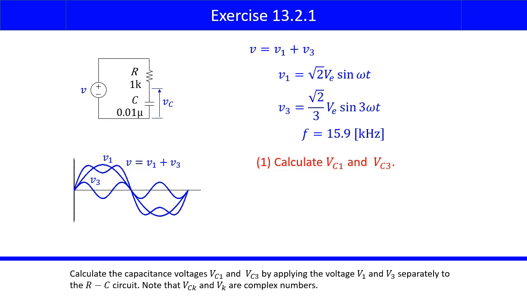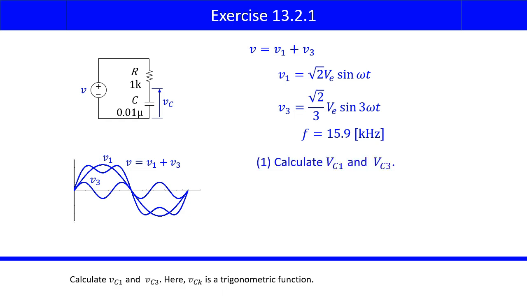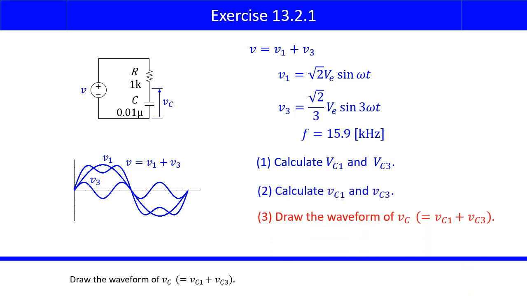Note that, uppercase Vck and uppercase Vk are complex numbers. Calculate lowercase vc1 and vc3. Here, lowercase vck is a trigonometric function. Draw the waveform of vc, which is equal to vc1 plus vc3.